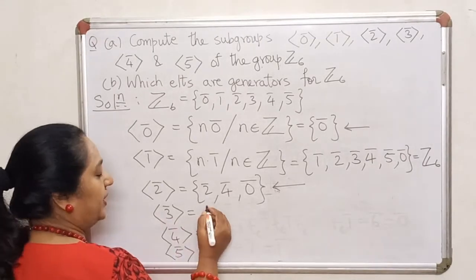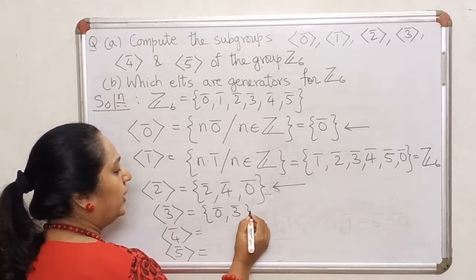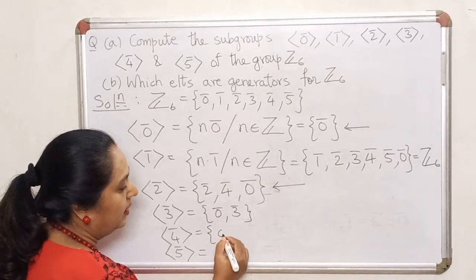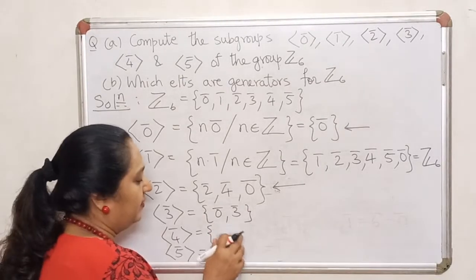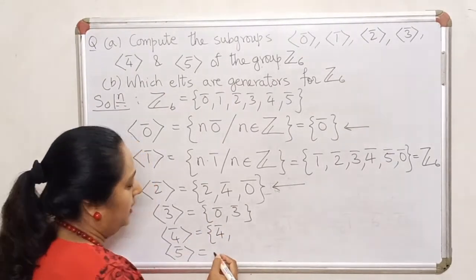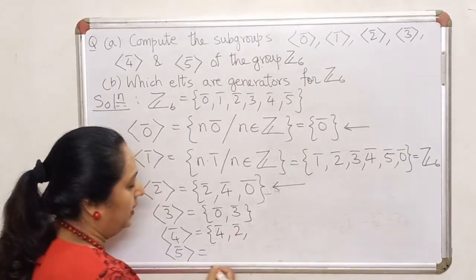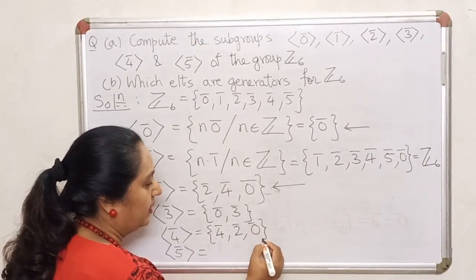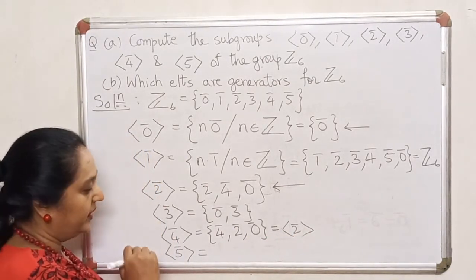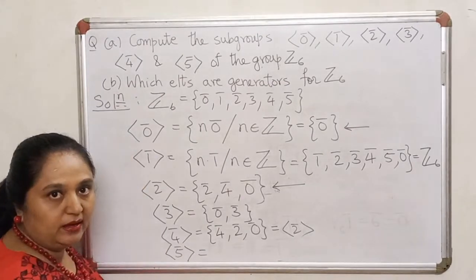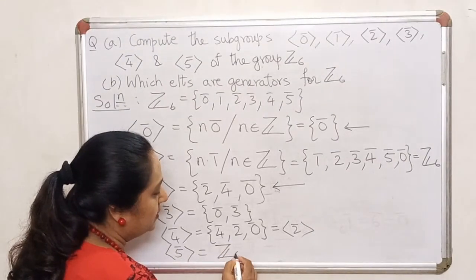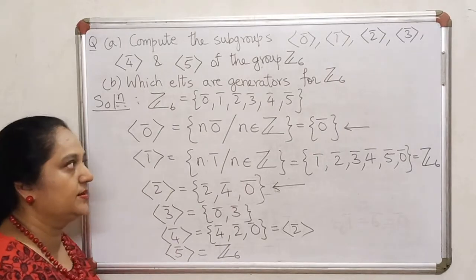So, if you look at the subgroup generated by 3 bar, you will get only 0 bar and 3 bar. If you look at the subgroup generated by 4 bar, in a set it doesn't matter in which order you write the elements, but if you do positive multiples, then you will get first 4 bar, then 2 times 4 bar is 8 bar, which is 2 bar, 3 times 4 bar is 12 bar, which is 0 bar. Notice that this is not a new subgroup. This is the same as the subgroup generated by 2 bar. And if you look at 5 bar, I encourage you to try it out. The subgroup generated by 5 bar is going to be the same as Z6.